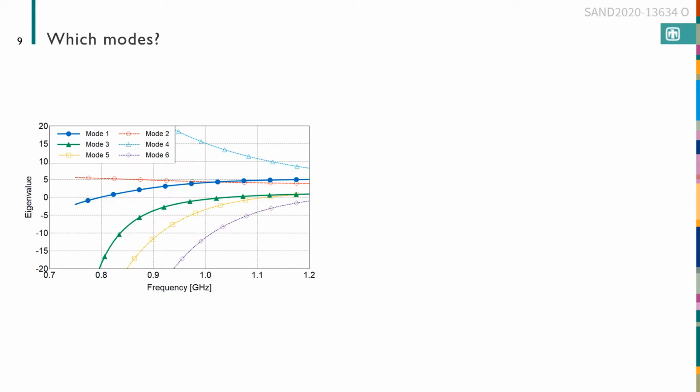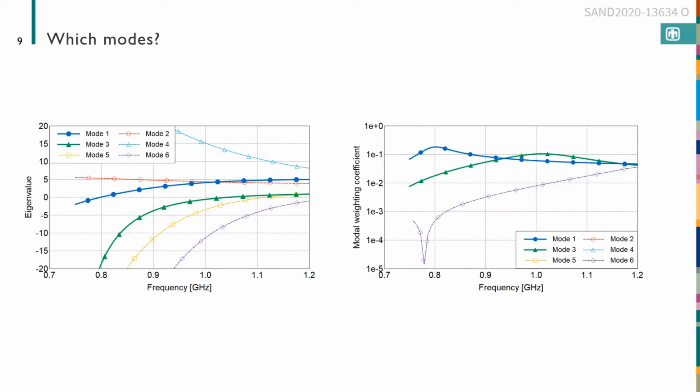There's some inductive modes that we don't usually pay too much attention to, but here in the impedance bandwidth, which is about 800 to 1050 megahertz, there's several modes that are resonant and potentially interesting. So when you look at the modal weighting coefficients, you see that it's really mode 1 and mode 3 that are the significant modes throughout the impedance bandwidth.